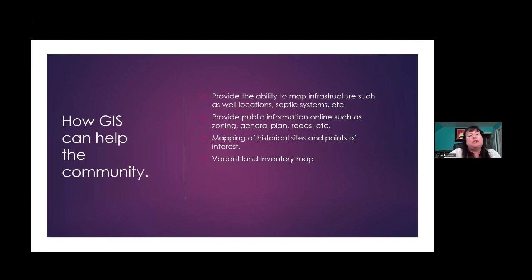These are just some of the things that I see it can do. Provide the ability to map infrastructure such as well locations and septic systems, and provide public information online, which we don't have right now, like zoning, general plan, roads, etc. Now if people need zoning or general plan information for specific parcels, they have to call our office, and I have to look it up on the GIS system we currently use and tell them what the zoning is. It would help with mapping of historical sites and points of interest, and also a vacant land inventory. Modoc County has a lot of undeveloped land, and it would be useful, especially for our housing element, to have our vacant land inventory mapped online.